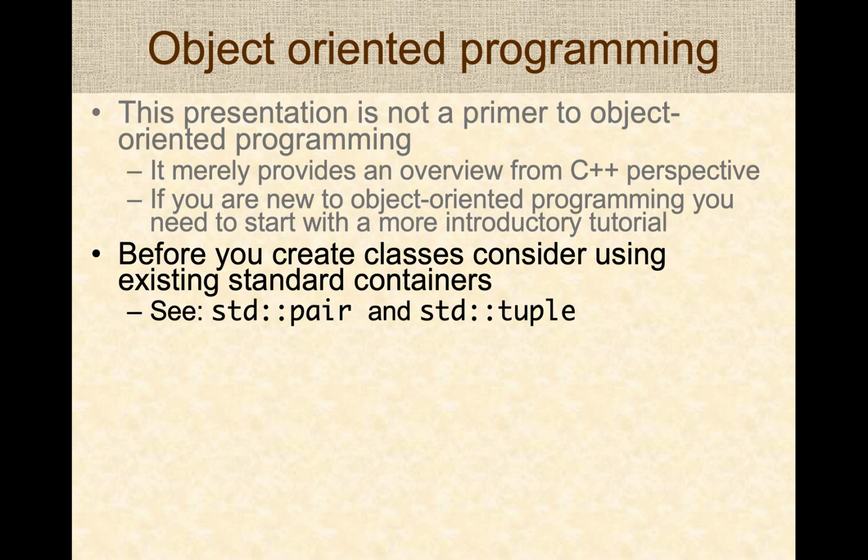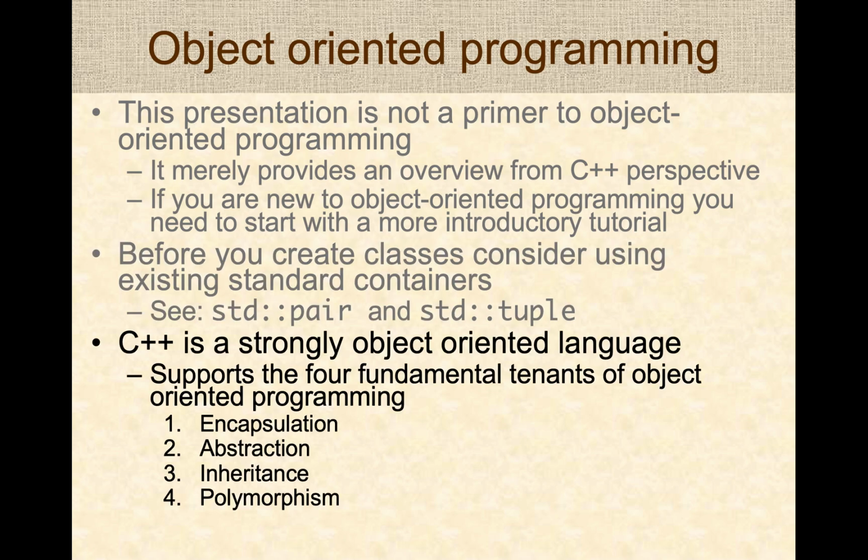Before you create classes and start developing your own classes in C++, first consider using existing standard containers like std::pair and std::tuple, because oftentimes these standard classes meet a lot of the usual encapsulation requirements that you might come across in programs. C++ is a strongly object-oriented programming language, so it supports the four fundamental tenets of object-oriented programming, namely encapsulation, abstraction, inheritance, and polymorphism, and you should be comfortable with these concepts before proceeding further with this part of the presentation.